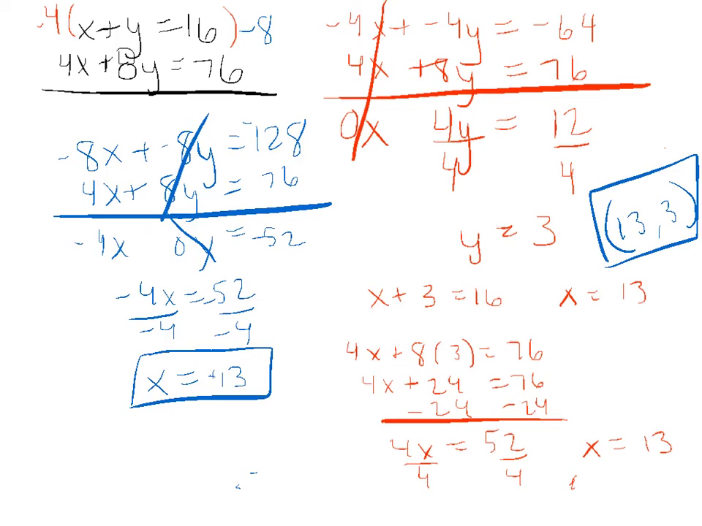I would then plug this back into my original, 13 for the x, plus a y equals 16, and solve for my y, which is still 3, and I end up with the same answer. It did not matter whether I chose to eliminate the x variable by multiplying by -4, or if I chose to eliminate the y variable by multiplying with this -8. Both methods solved my system.